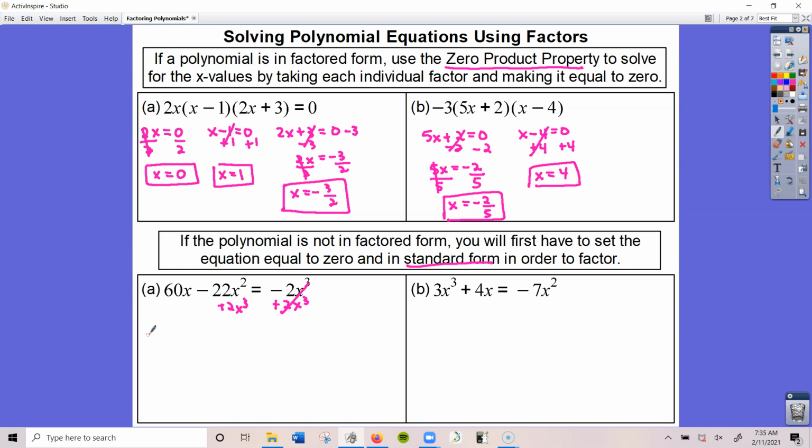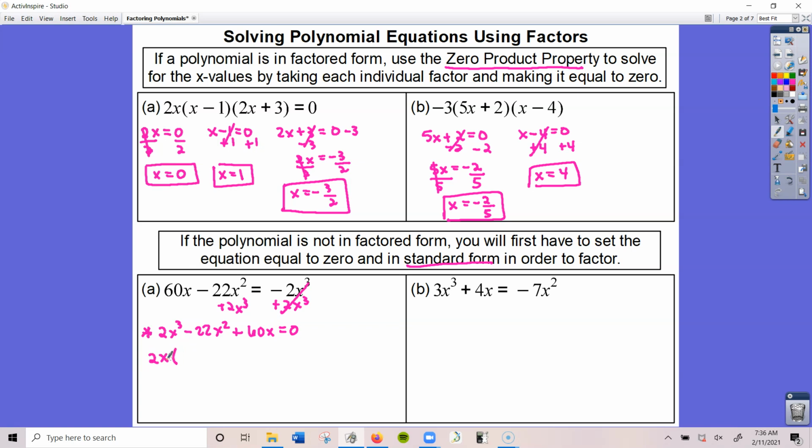And I get the equation in standard form: 2x to the third minus 22x squared plus 60x. Remember that standard form is when you have all of the individual terms with the highest exponent first. Once you're here, we're going to look at every individual term and see what they all have in common. As you can see, every number is divisible by 2, so I'm going to factor out a 2. They all have at least one x, so I'm also going to factor out an x.